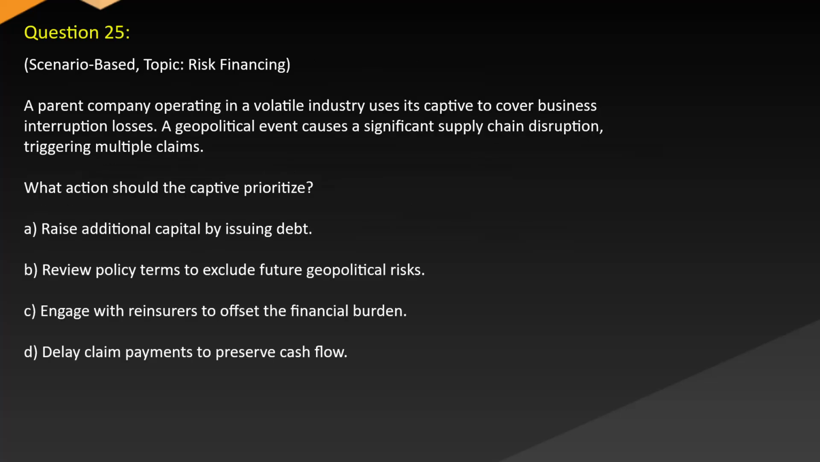Question 25, scenario-based. Topic: risk financing. A parent company operating in a volatile industry uses its captive to cover business interruption losses. A geopolitical event causes a significant supply chain disruption, triggering multiple claims. What action should the captive prioritize? A, raise additional capital by issuing debt. B, review policy terms to exclude future geopolitical risks. C, engage with reinsurers to offset the financial burden. D, delay claim payments to preserve cash flow.